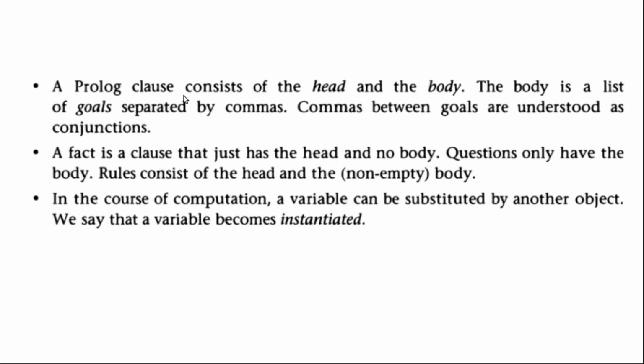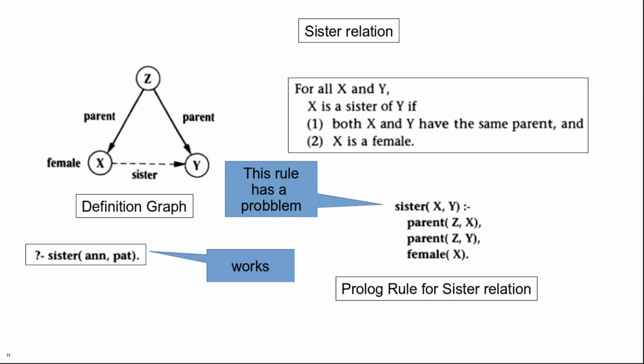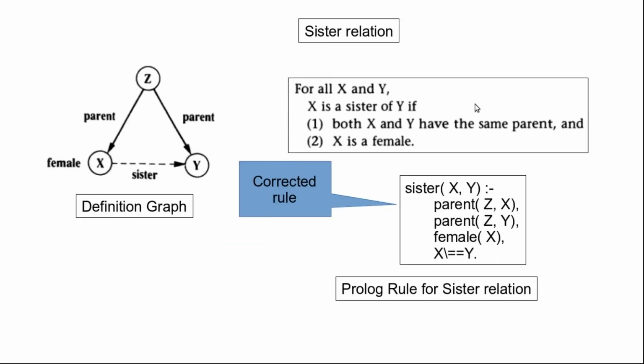And a Prolog clause consists of a head and a body. So in case of rules, let me go to a simple rule. So here, this is the head of the clause, grandparent(X, Z), and this is the body of the clause. So we have a head and we have a body. So every clause will have a head and a body.